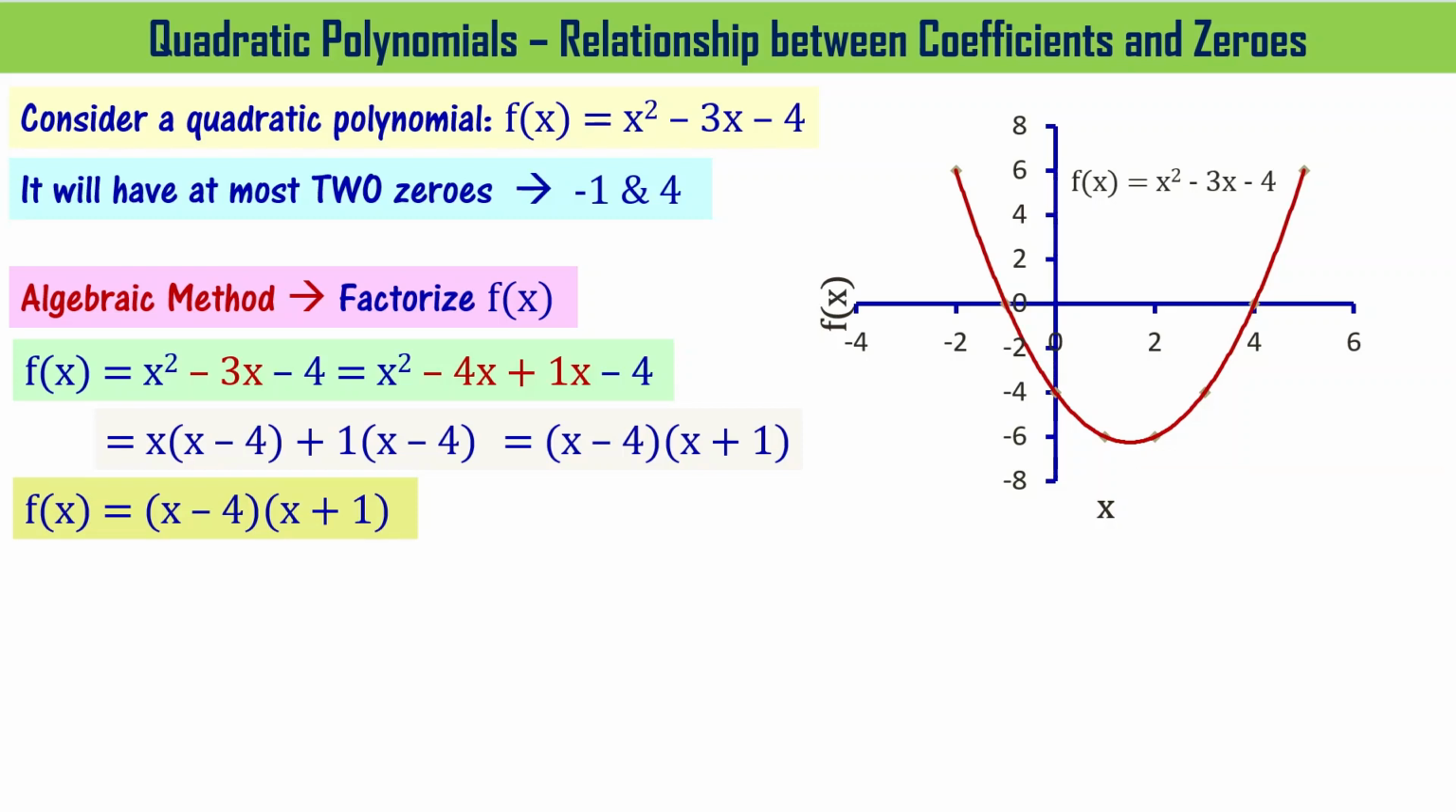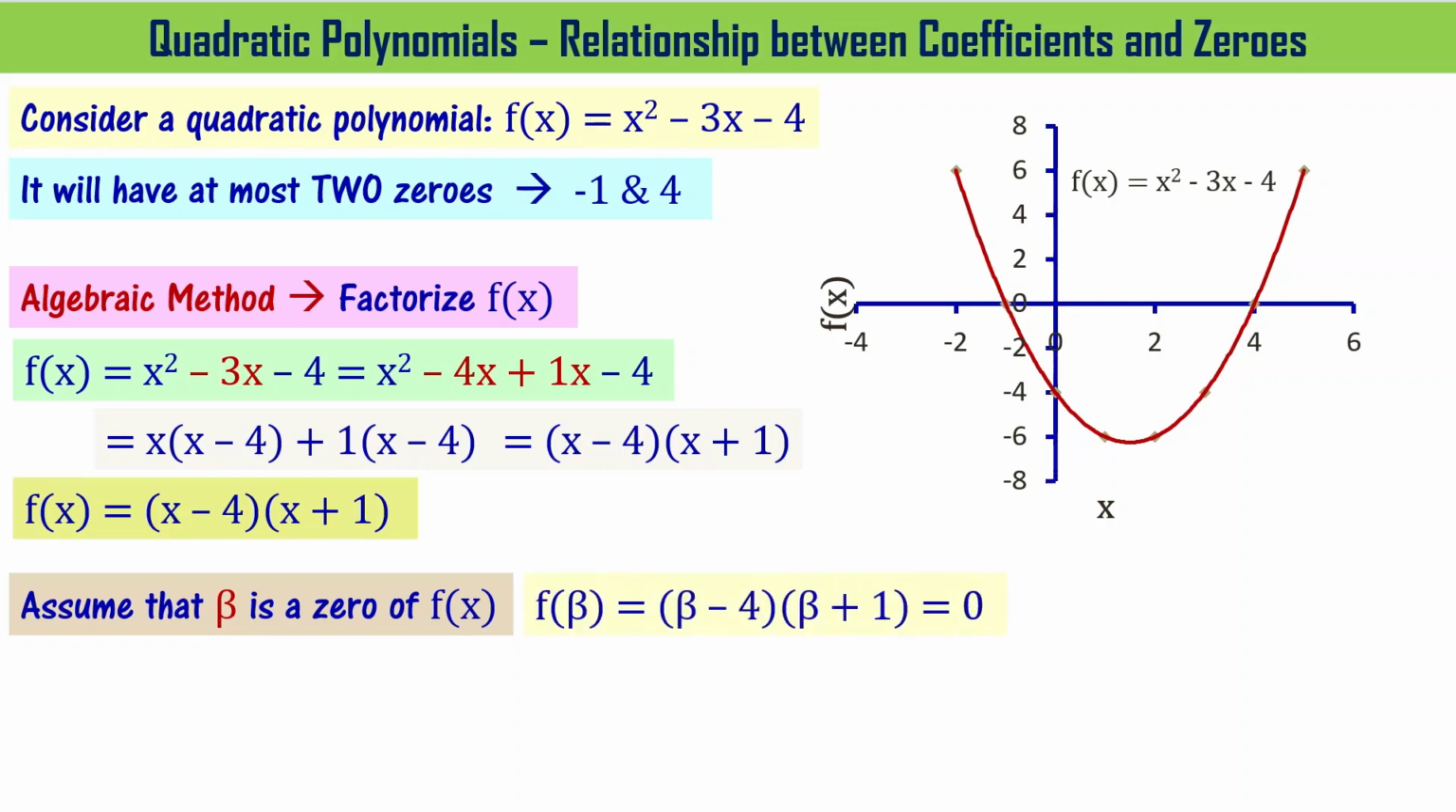If you assume that beta is a zero of f of x, then f of beta equal to 0, right? It means f of beta equal to beta minus 4 times beta plus 1 equal to 0. This particular equation holds true when beta minus 4 equal to 0 and or beta plus 1 equal to 0, right? When beta minus 4 equal to 0, you get beta equal to 4.